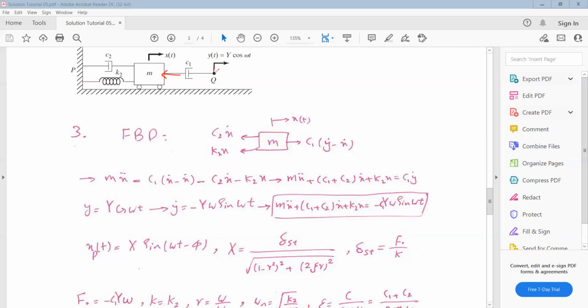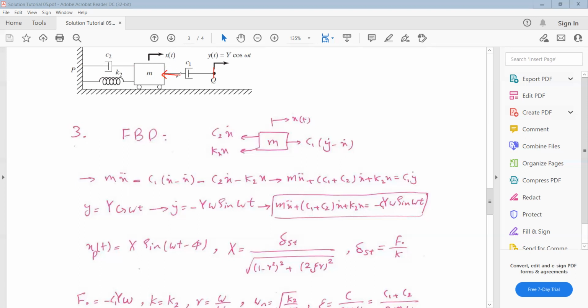First assume that this edge is fixed. So when mass M is going to the right, the force due to this damper will be to the left, because this is the reaction to the motion of mass M. This mass M will push the C1 damper, and the damper will push the mass. So the force direction is in this direction. Is it clear till now?